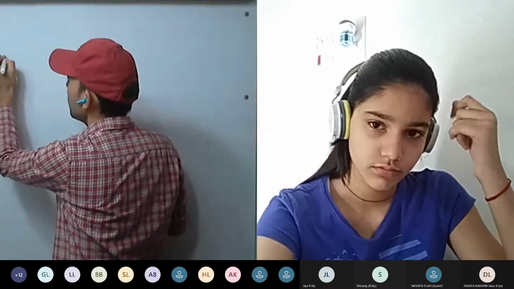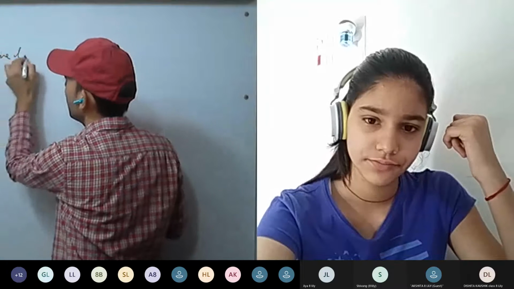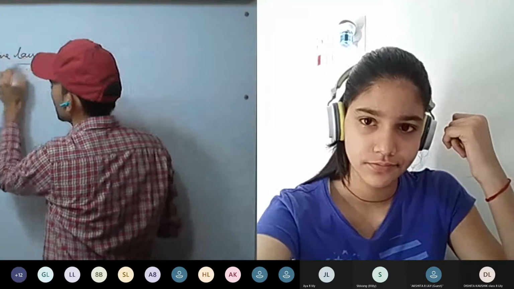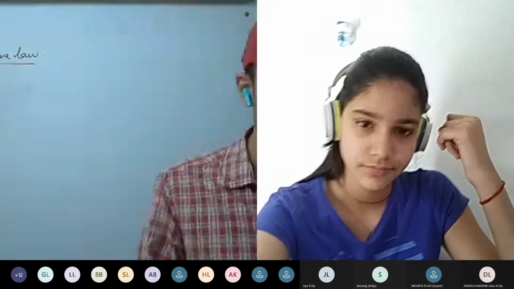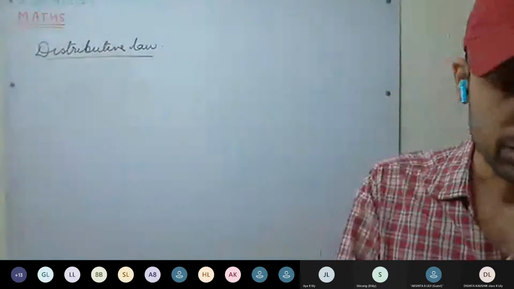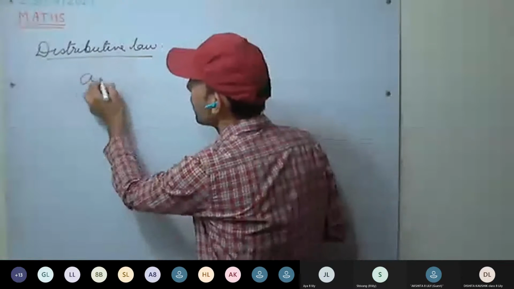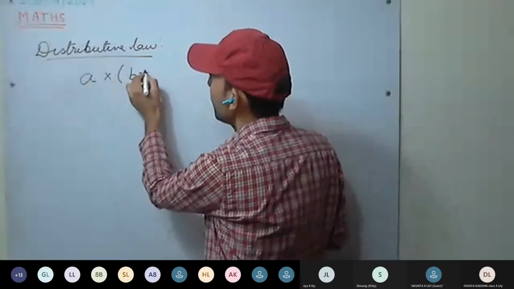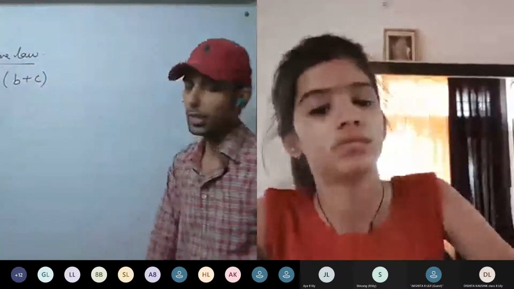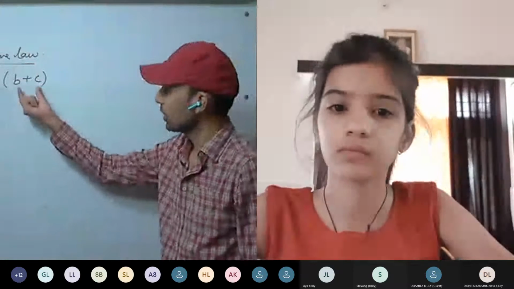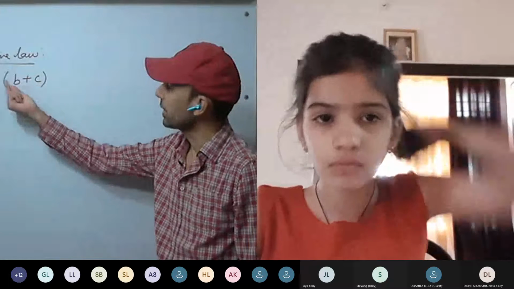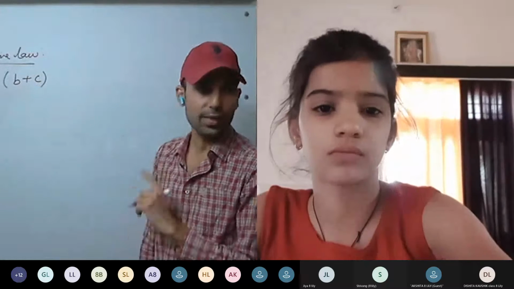Distributive law. Okay? Distributive law will be studied. So here, see here, multiplication of rational numbers. For example, it is given A into B plus C, okay? This is given. So first we are adding B and C and then multiplying with A. This way we are doing.